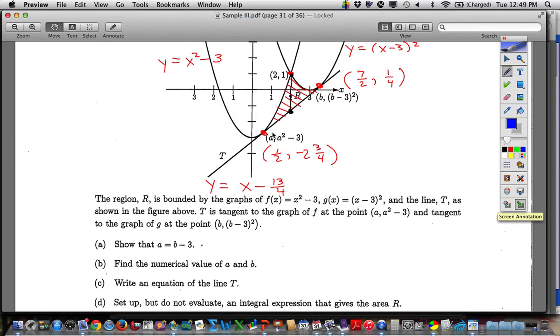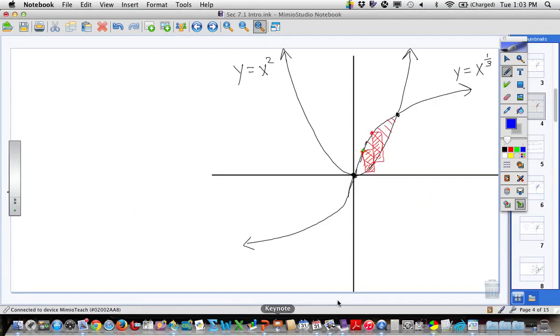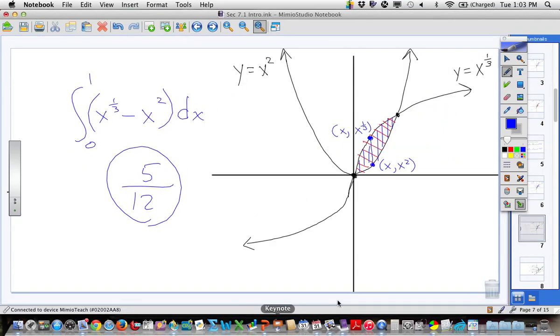Well, there's something I didn't say earlier. Let's go back and look at this picture right here. What can you tell me about every one of those vertical strips? The top of every one of these blue strips hits what curve? X to the 1/3. The bottom of every one of these strips hits the x squared, right? That has to happen for this to work.